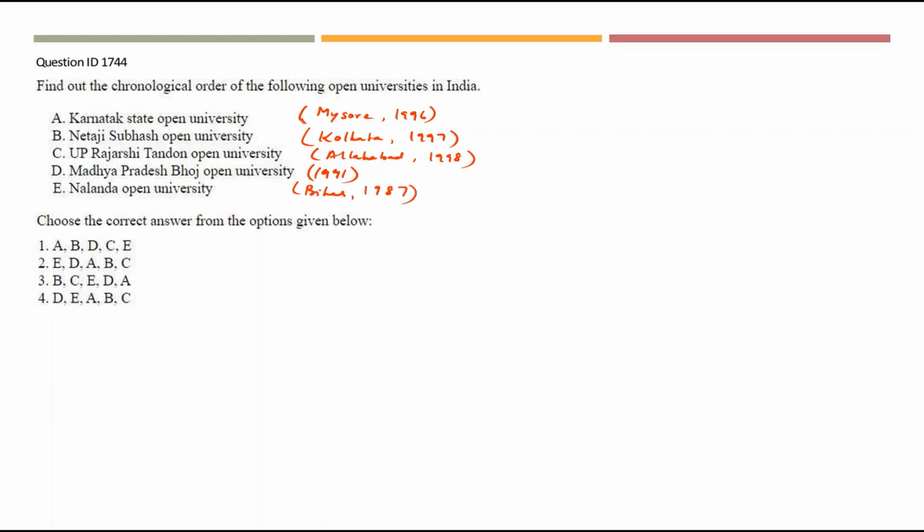1987. So the chronology order will be 1987, so Nalanda, E. Then 1991 it is Madhya Pradesh, D. Then it is 96, 97 and 98, which is A, B and C: Karnataka, Netaji and UP Rajarshi. So E, D, A, B, C. Option number 2 will be the right answer.